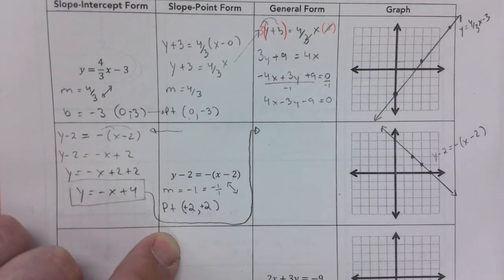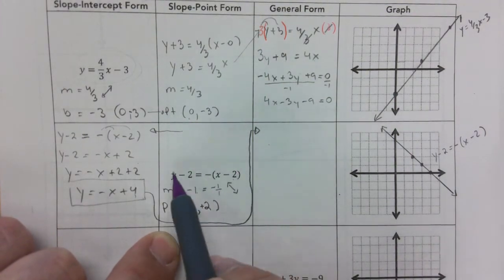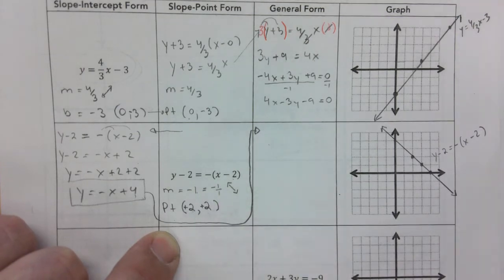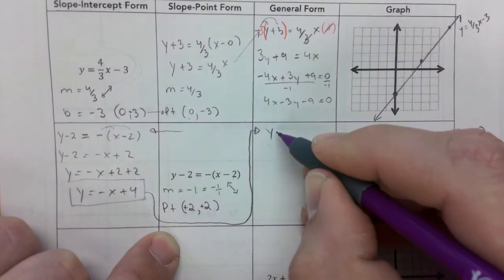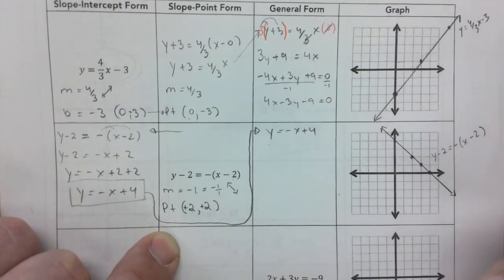This is my way of doing it, not your way. You might have a different way. You're like, no, Mr. Erickson, I want to rewrite the slope point form to general. That's just how I like to do things. Go for it. Okay, y is equal to negative x plus 4.